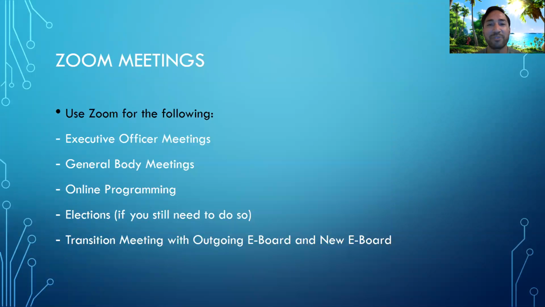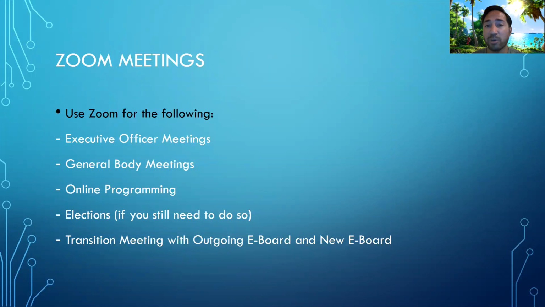So the first thing that we covered with them was Zoom. We'd like for them to utilize, and we went over more in depth on how to utilize Zoom, how to create a meeting, how to schedule a meeting, and also what type of functionality they could utilize Zoom for. They could use Zoom for both executive officer meetings and general body meetings, for online programming, elections if they hadn't done so because they can utilize the poll functionality, and then also utilize Zoom for their transition meeting form that they need to complete by May 3rd.